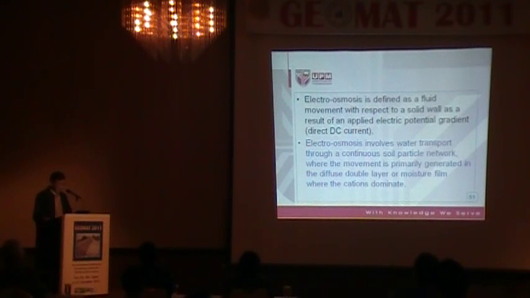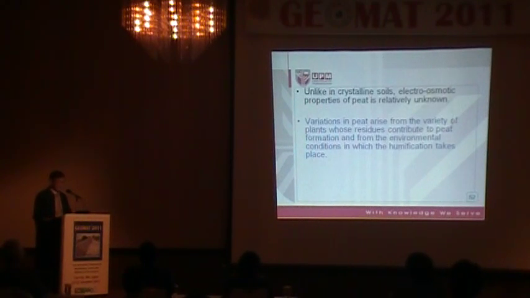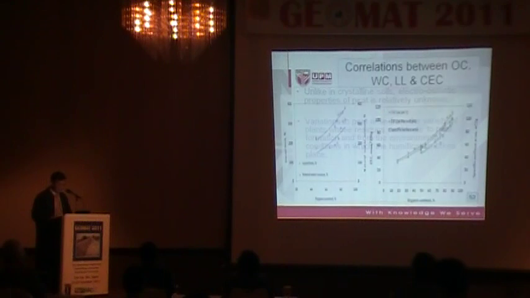Electroosmosis basically involves water transport through a continuous particle network, where the movement is primarily generated in the diffuse double layer of the moisture film, where the cations dominate. Right? Unlike crystalline salts, clays, and so on, the electroosmotic properties of peat are not quite known, and the variation of peat arises from a number of factors such as the variety of plants which contribute to the peat formation, as well as the environmental condition in which the humification takes place.